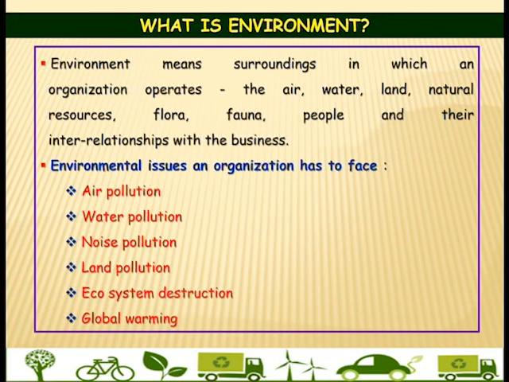Some examples of environment impacts are air pollution, water pollution, noise pollution, land pollution, ecosystem destruction, global warming and affecting biodiversity. Impacts can be negative or positive. We will learn more of these issues while doing environment aspect impact study in the next video.